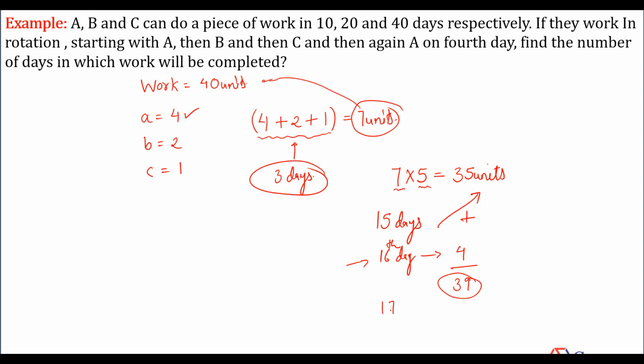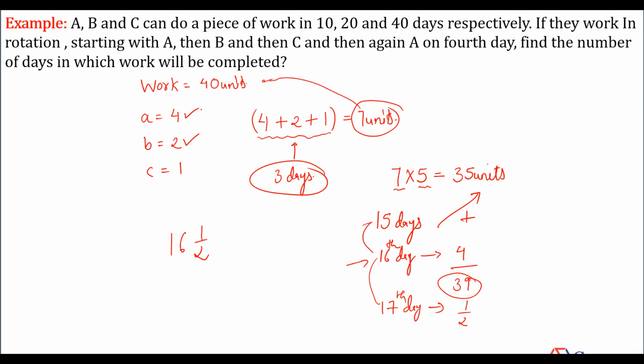And on the 17th day, whose turn is it now? It's the turn of B. B can do 2 units per day, but he needs to do only the remaining 1 unit. That means he'll take half a day. So what's the total number of days? I can say that 15, 16, and this is half more. So the answer becomes 16 and a half.